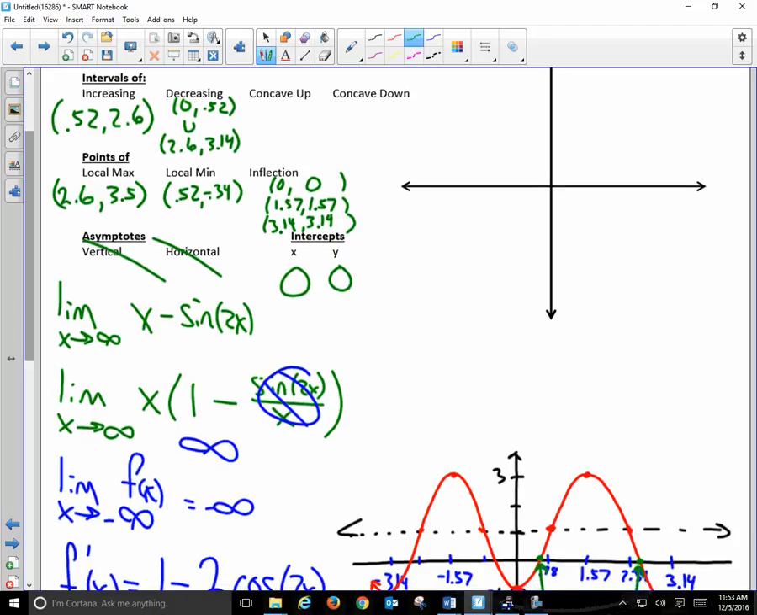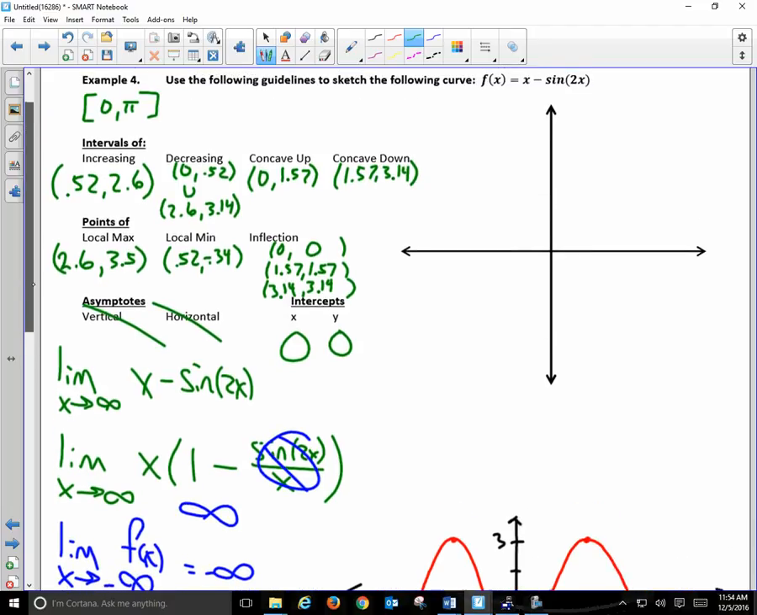So by looking at my graph and using what Claire talked about, drawing those tangent lines, where will I be concave up? Wherever the first derivative is increasing. Where is this first derivative increasing? 0 to 1.57, increasing here. And it'll be decreasing from 1.57 to 3.14.